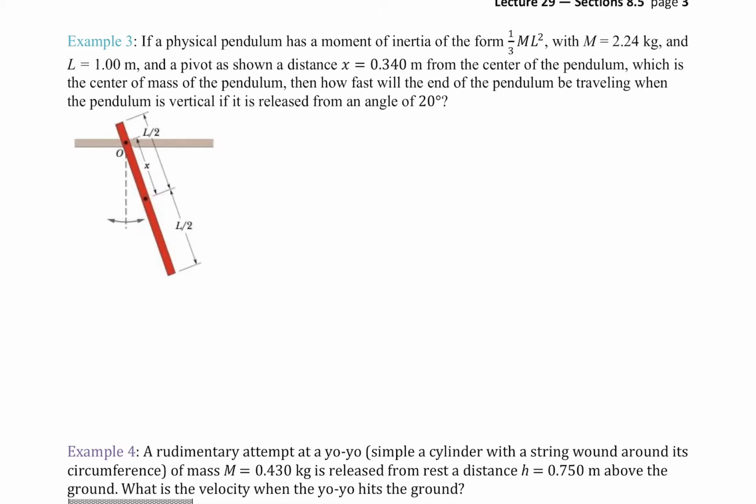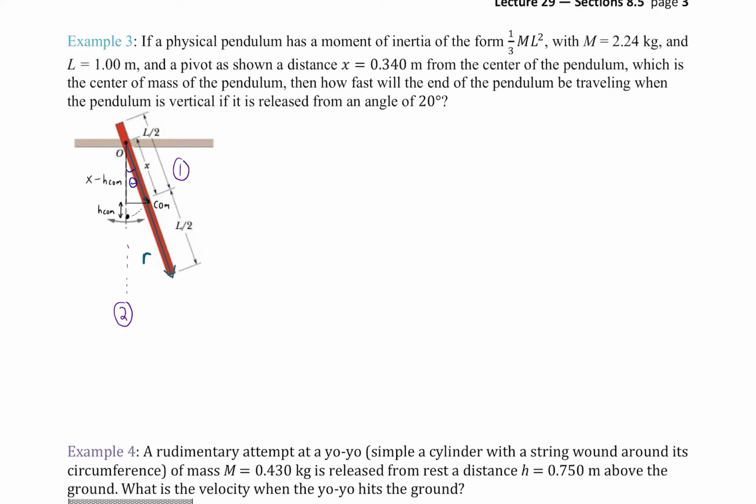Then how fast will the end of the pendulum, so not even its center, be traveling when the pendulum is vertical if it is released from an angle of 20 degrees? So this is kind of what a physical pendulum problem would look like. We're going to use energy to solve it. We're going to have energy 1 and energy 2. This is going to be our height in terms of the conservation of energy.